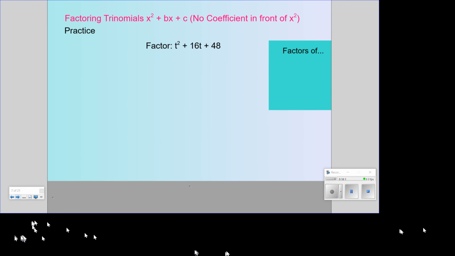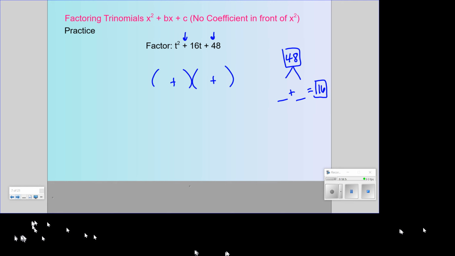I like to often set up a little factor tree off to the side. So for one like this, t squared plus 16t plus 48, we need factors of 48 that multiply to be positive and add up to be positive. That means that in your binomials, the signs are plus signs for both. And we need factors of 48 that would add to be 16.